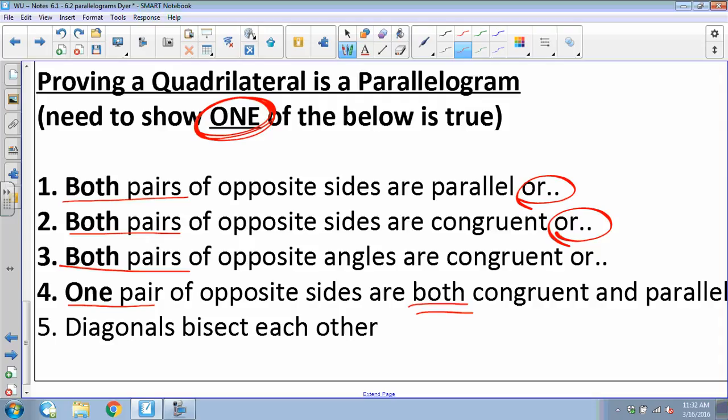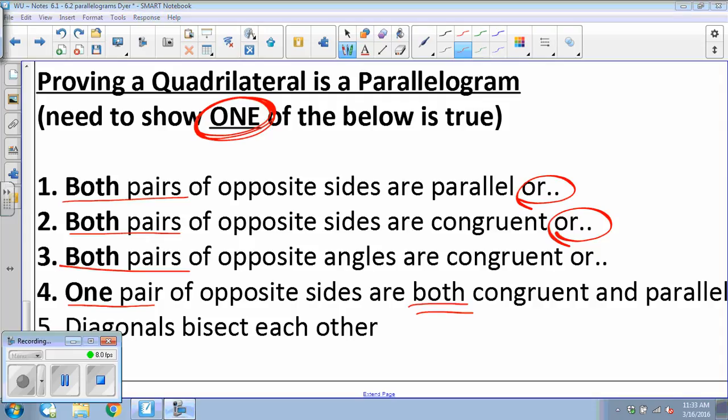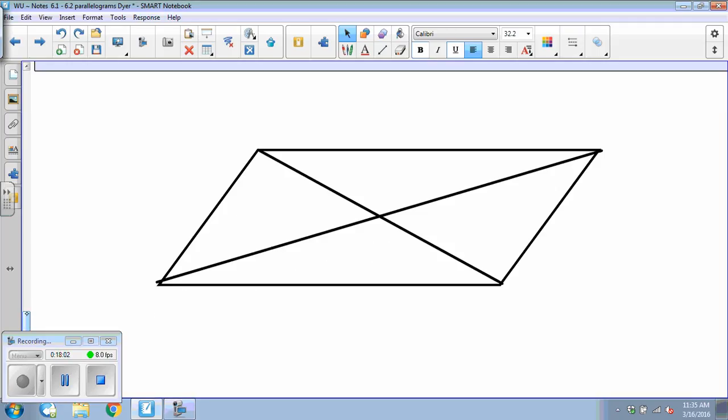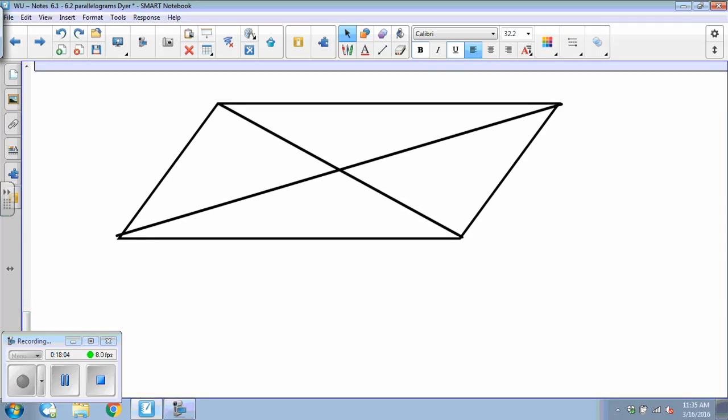Any questions? Okay, so let's look at a problem. I'm not going to erase this. I'm going to put some hash marks on here, and we're going to figure out if it's enough information to show that that's a parallelogram. Just because it looks like it doesn't mean it is. Okay?